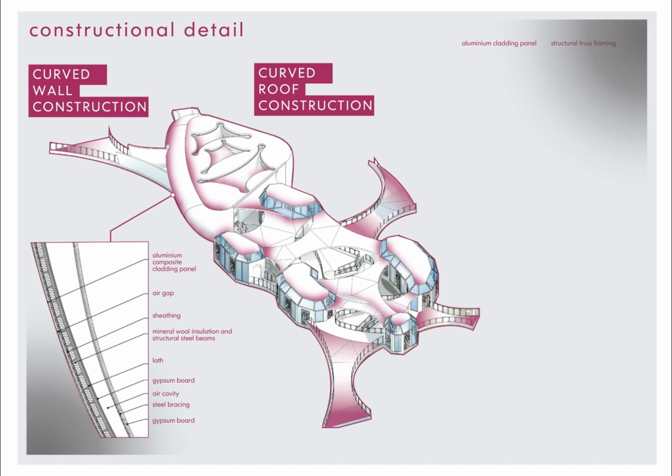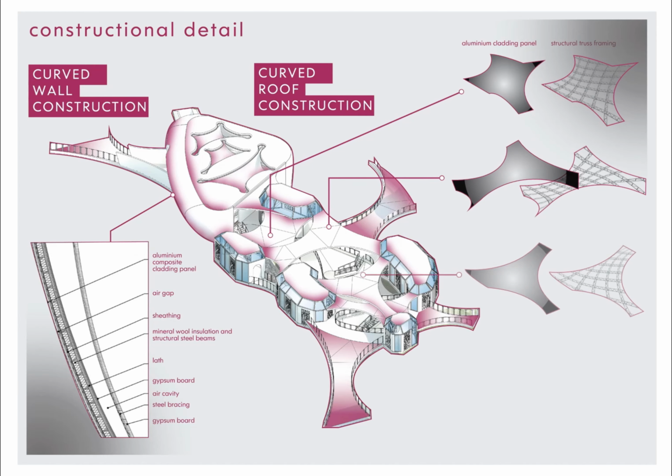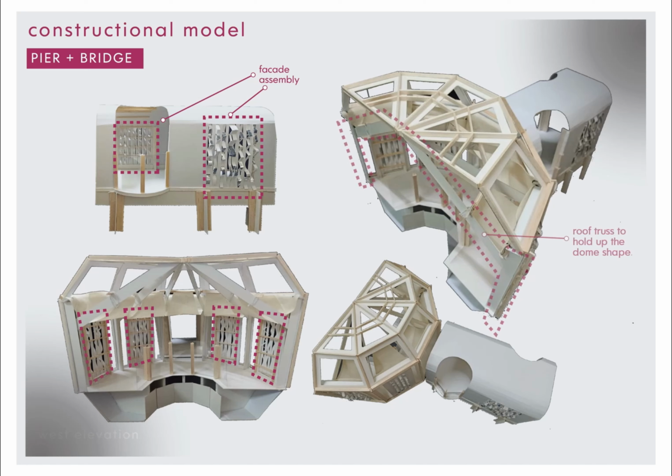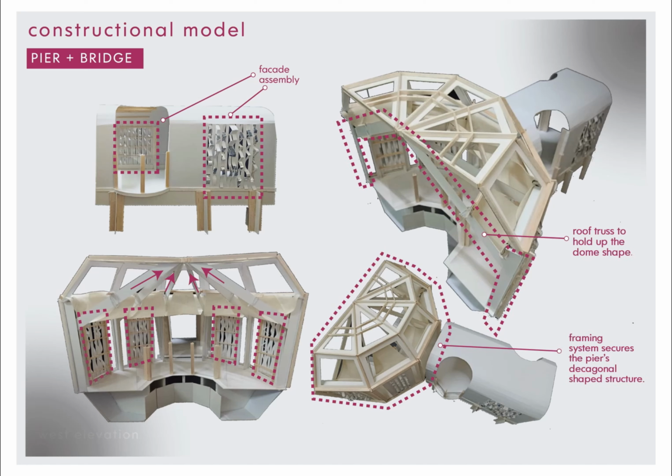The decagonal pods of the pier and other spaces in the institution are also strengthened with structural steel framing to hold up their dome-like form. Finally, please enjoy a short fly-through video of the Artisanal Textile Design Institution and Emporium.